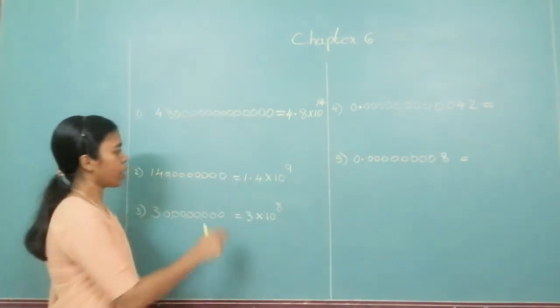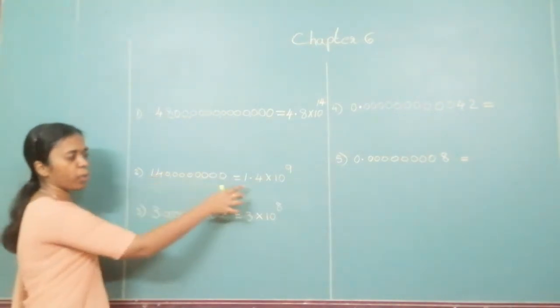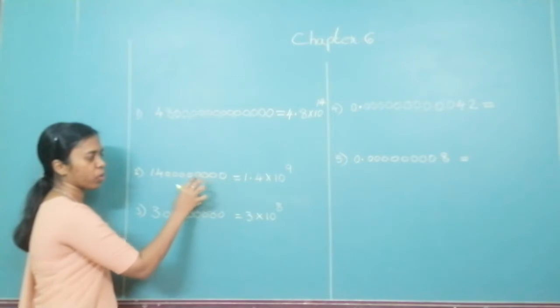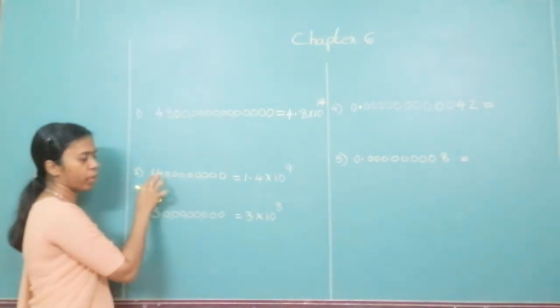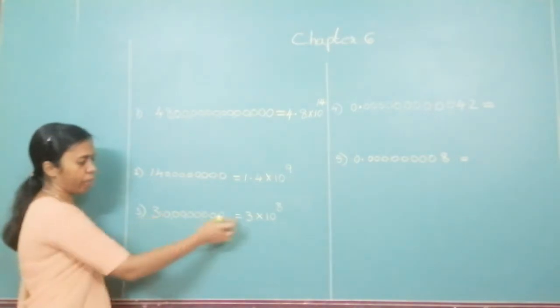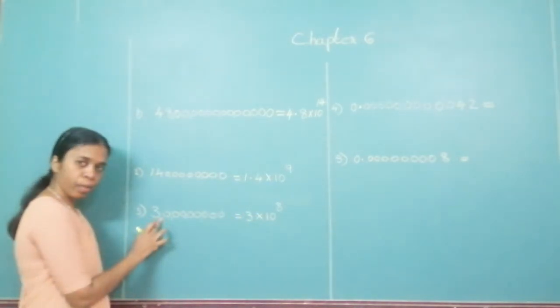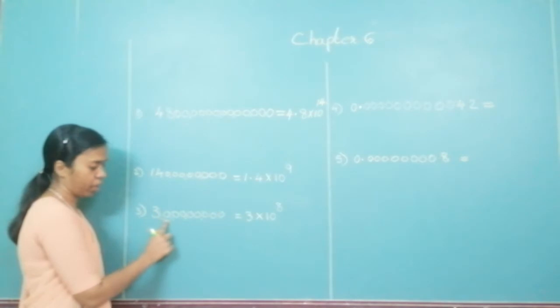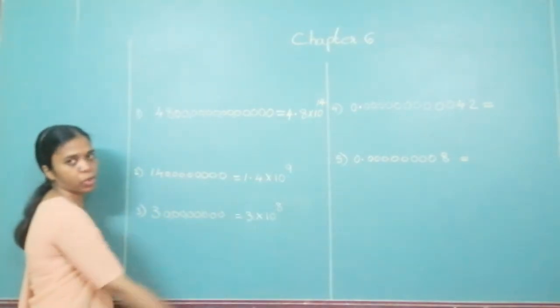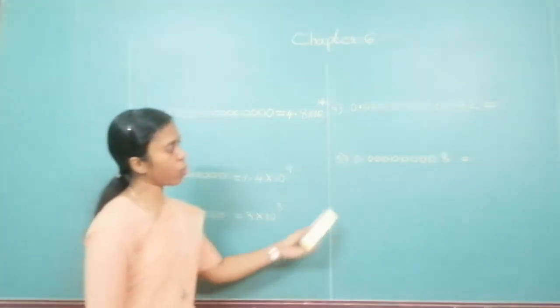4.8. Similarly here, you get 1.4 multiplied by, and when you start counting 1, 2, 3, 4, 5, 6, till here you have brought the decimal, so you get 9 places. The decimal has to shift from here to here, but you don't have any number over here, so you directly put 3 multiplied by 10 raised to 8. Now look at this number.